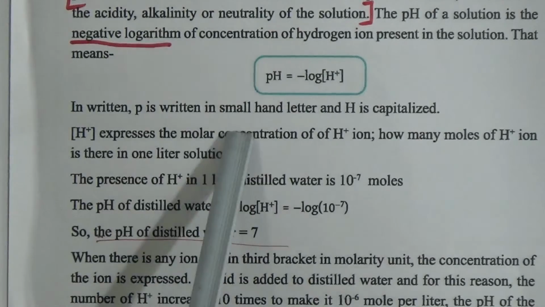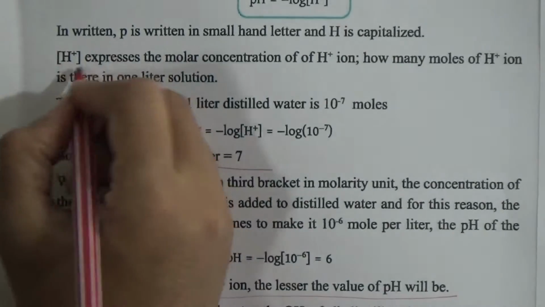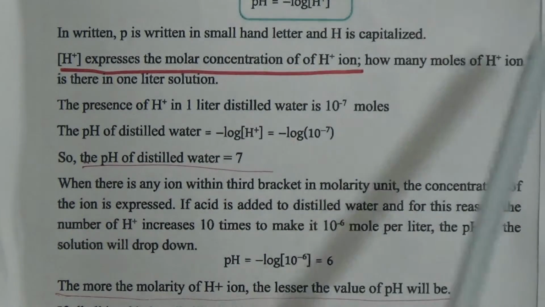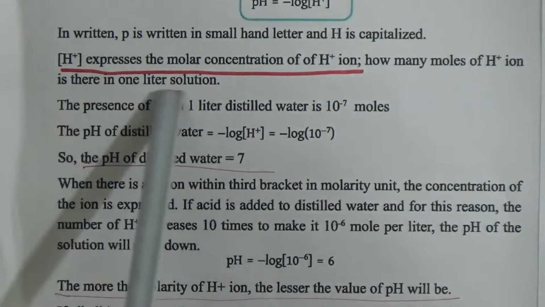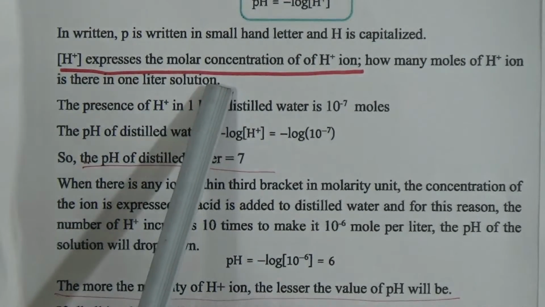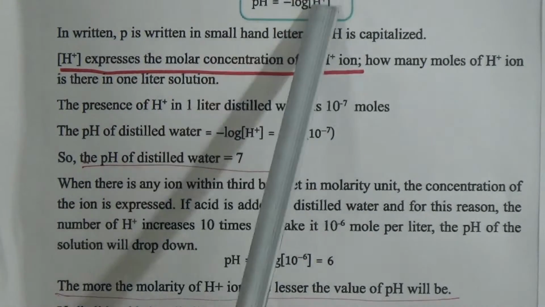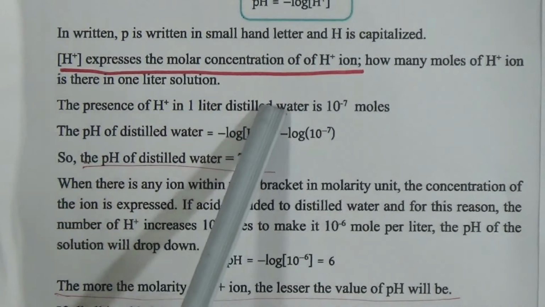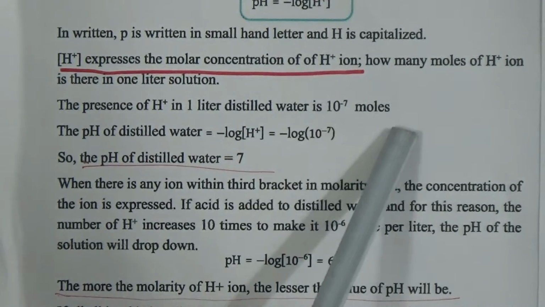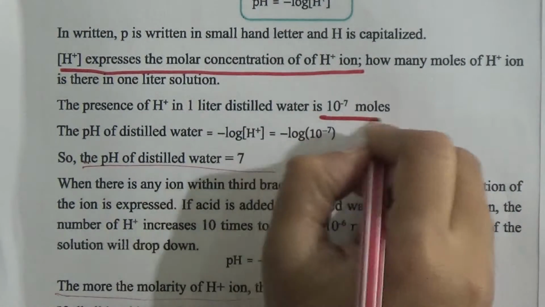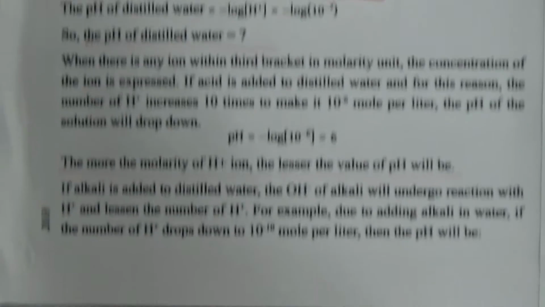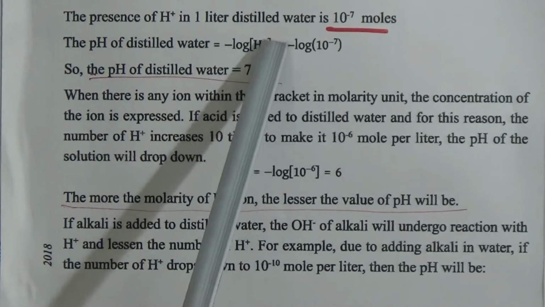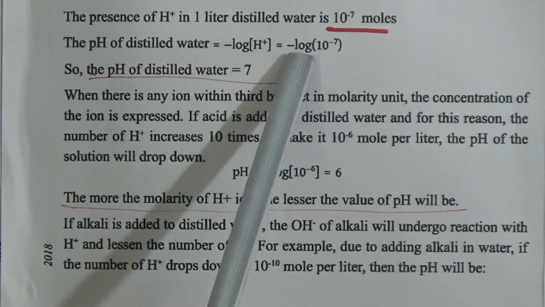Then H plus expresses the molar concentration of hydrogen ion. That means how many moles of hydrogen ion or proton are in the solution. In 1 liter of distilled water, the presence of hydrogen ion is 10 to the power minus 7 mole. You have to remember that.